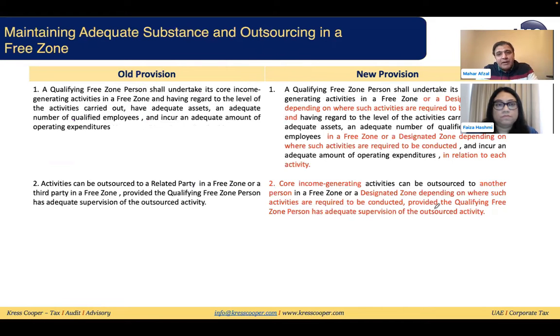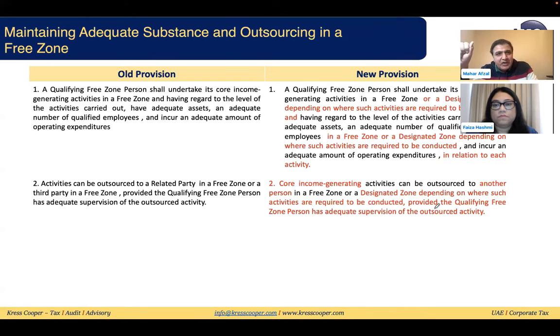Adequate substance we have already discussed. They have just rephrased it, everything, and included one important thing. And this important thing is, if the qualifying free zone person is earning any income from the qualifying intellectual property, the core income generating activities related to the qualifying intellectual property can be outsourced out of the free zone, even within the UAE, even out of the UAE.